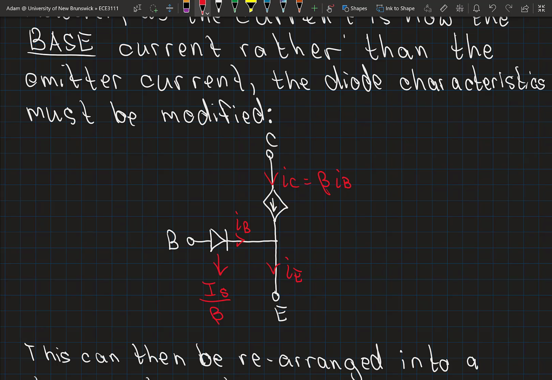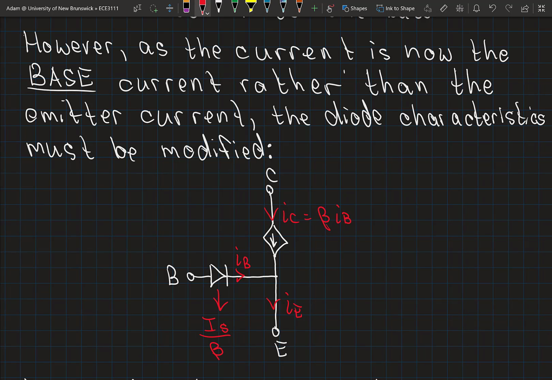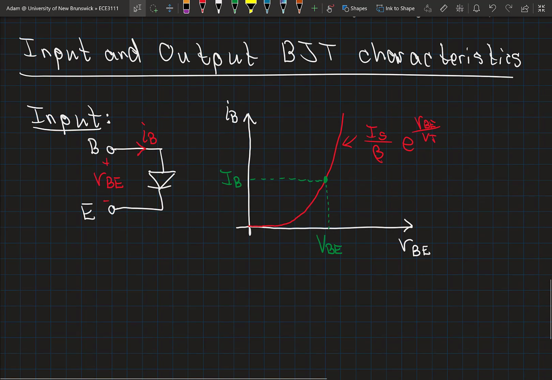Here we said that the saturation current was scaled by beta, because this is the saturation current for the collector circuit, and the base current is equal to the collector current divided by beta. Okay, so that's where that beta in the denominator comes from, that common emitter current gain term.